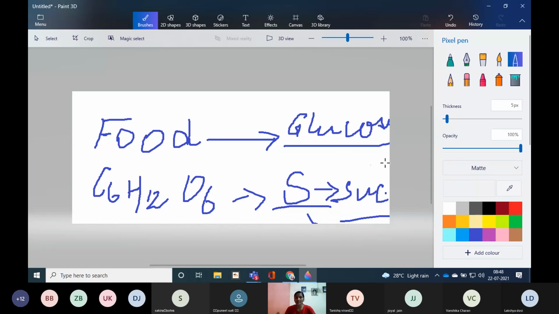Why is this sucrose transported? Because sucrose is the simplest form. Starch is stored on a temporary basis. So starch again converts into sucrose, and sucrose is permanent. Starch is only for a temporary basis. This glucose converts into starch for a temporary basis. Then the starch again converts into what? Sucrose. And the sucrose molecule is transported to the whole body.